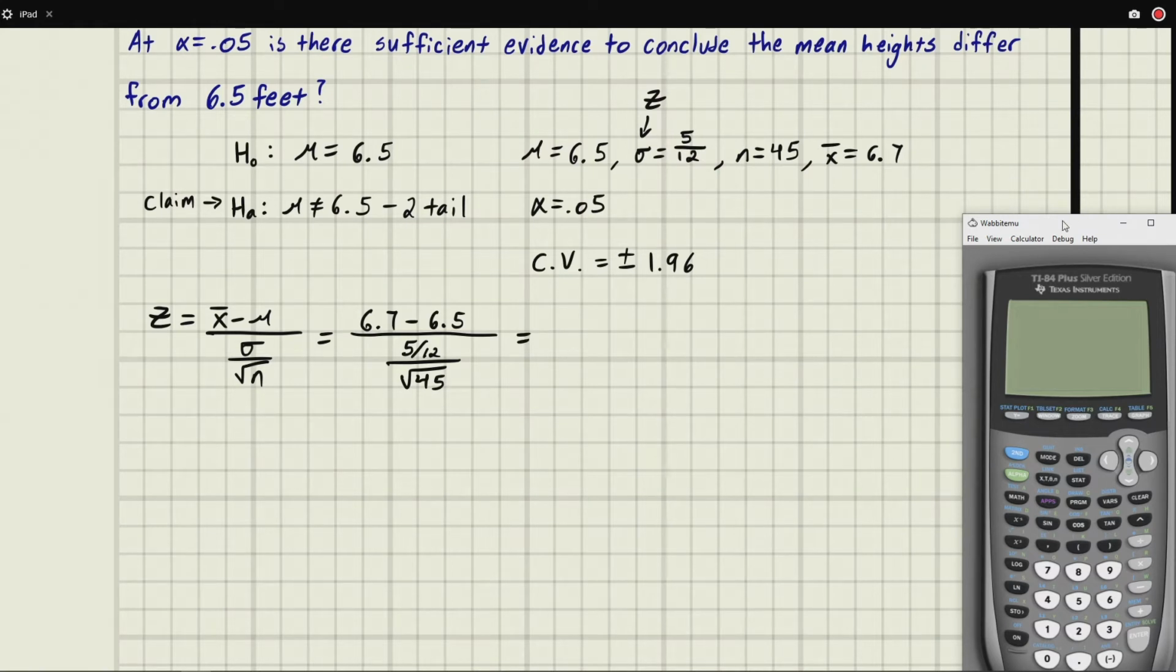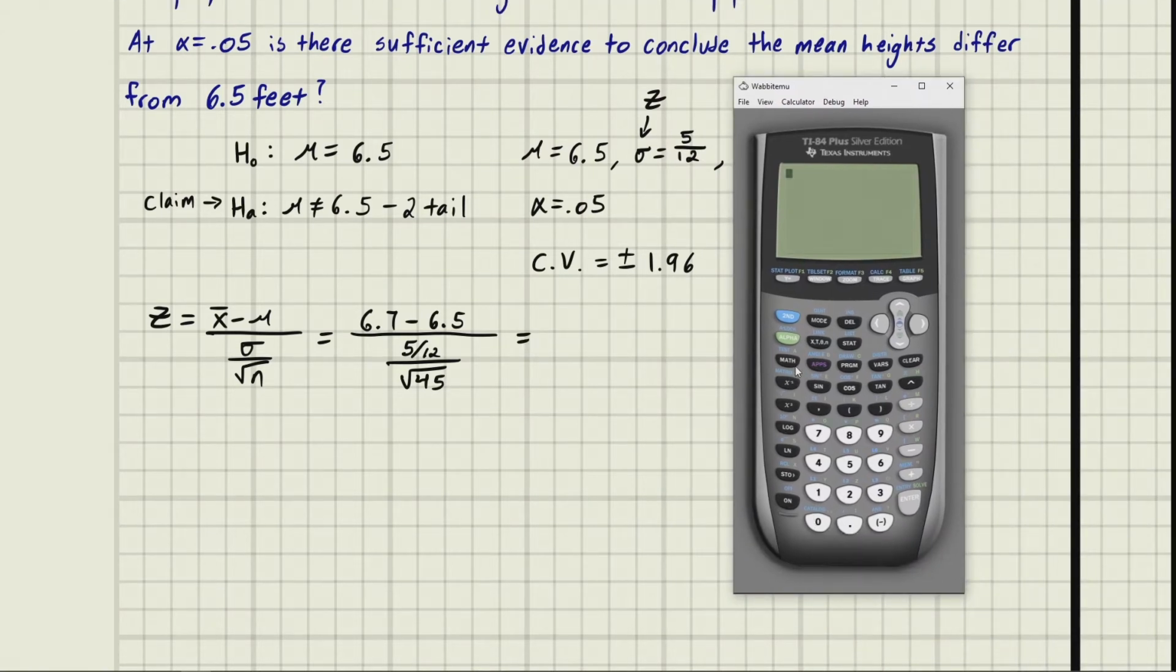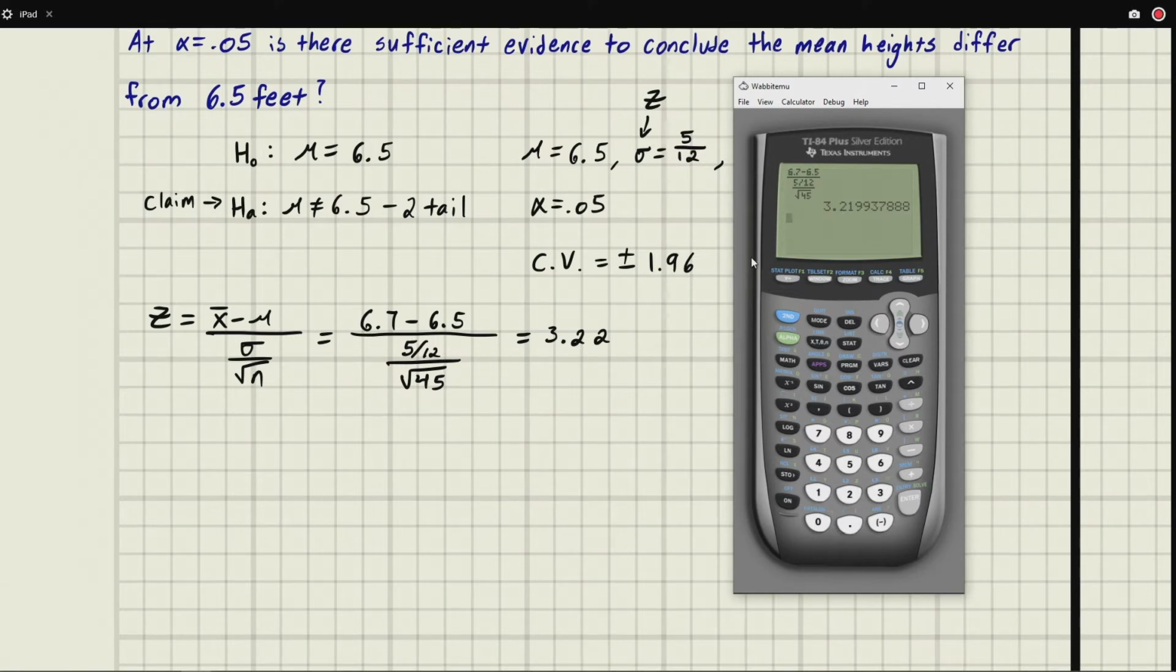We're going to put this in our calculator. So I'm going to go ahead and turn this on. We're going to type a fraction: 6.7 minus 6.5 over, we're going to type another fraction, 5 divided by 12. Whoops, I put 15. 12 over the square root of 45. We're going to hit enter and we get 3.22.